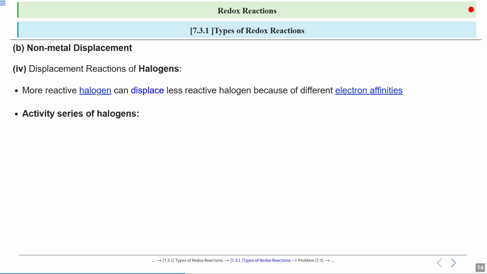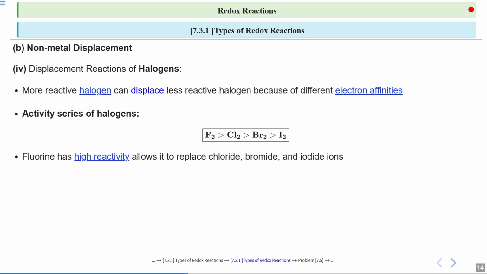If we consider the activity series of halogens, it is fluorine, then chlorine, then bromine, and then iodine. Fluorine is the most reactive, then chlorine, and then the rest. As fluorine has high reactivity, it can replace chloride, bromide, and iodide ions, while fluorine is so reactive that it can even attack water and displace the oxygen of water.